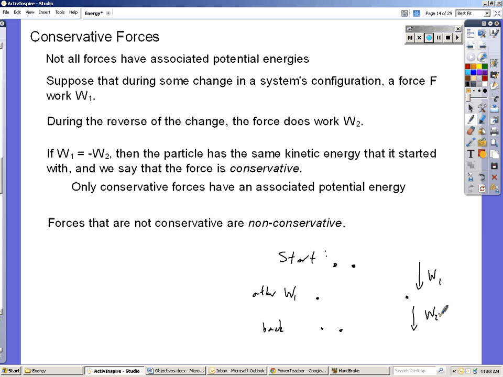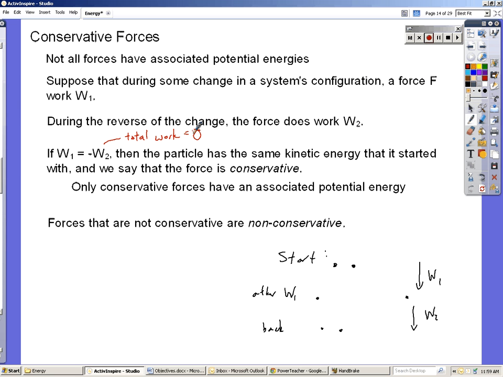Now, if W1 is equal to negative W2, so in other words, the total work is 0, then the particles would have the same kinetic energy that it started with, and you'd say the force is conservative, because it conserved energy. There's the same amount of kinetic energy after this as there was before. Now, if, on the other hand, W1 is not equal to negative W2, so the total work is some number other than 0, then we would say that this force is not conservative.